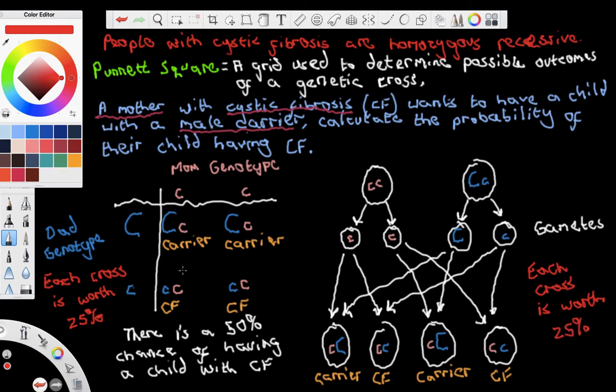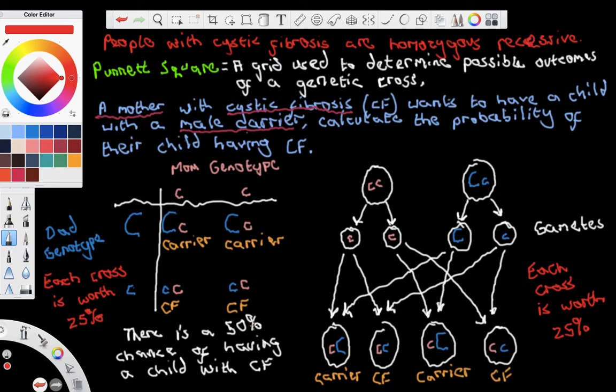This is exactly the same way as showing this, but a Punnett square is much neater and much easier to follow, okay? So people with cystic fibrosis are homozygous recessive. We can predict the probable outcomes of people having a child with cystic fibrosis using a Punnett square. A Punnett square is a grid used to determine possible outcomes of a genetic cross.